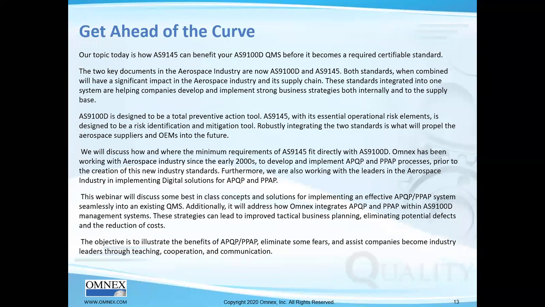You're going to probably see that you're already doing a lot as an aerospace supplier. You're already doing a lot of the integration work. AS9100 is really designed to be an overall preventative action tool. AS9145 really adds all of the elements about risk identification, controlling that risk and mitigating it as much as possible. So we're going to talk today about how those requirements fit directly from AS9145 into AS9100. And we're going to discuss some of the solutions that are out there and some of the different things you can do to help integrate these two standards together.